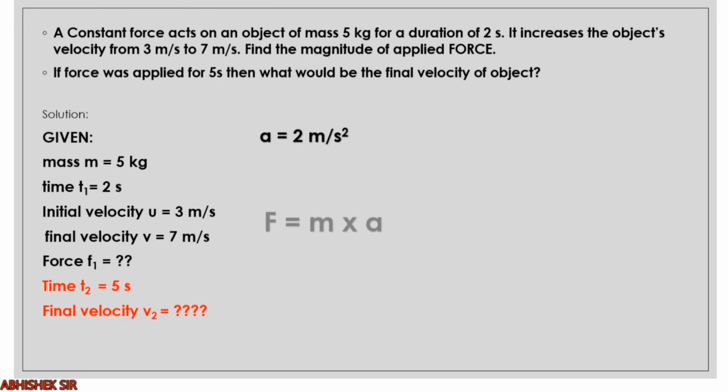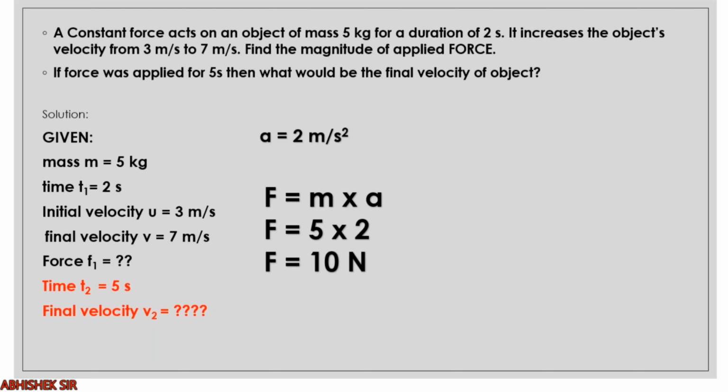F equals ma. Mass was 5 kilogram, and the acceleration we have just found is 2 meter per second square. So the final answer will be F equals 10 Newton. So this is the first answer. See how easy it was: only the formula of acceleration and then the formula of force.